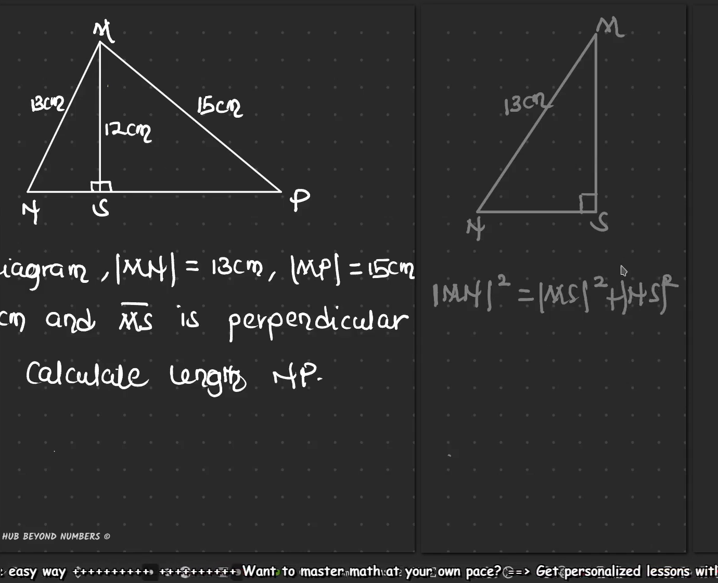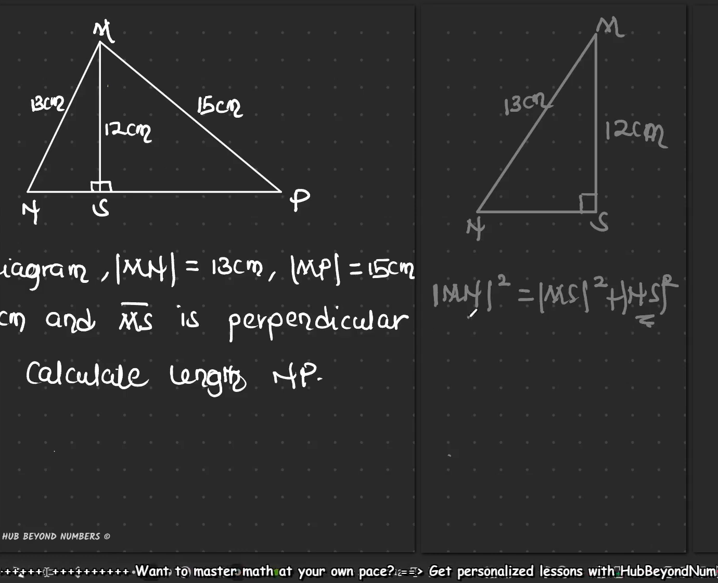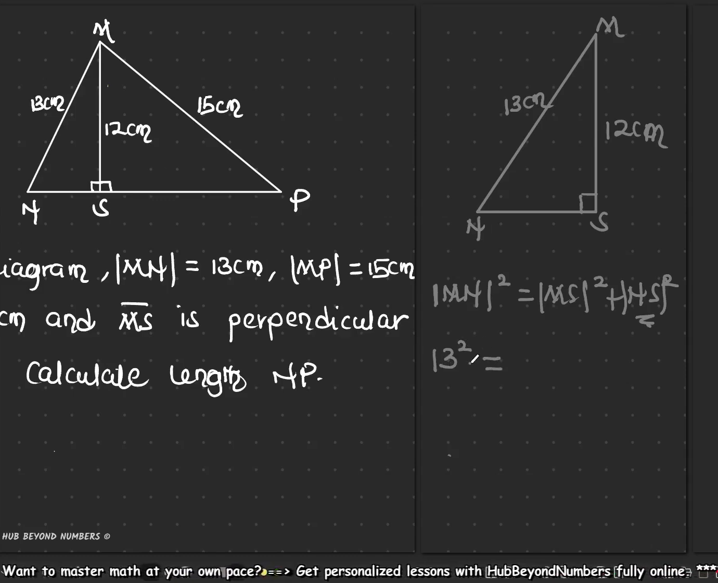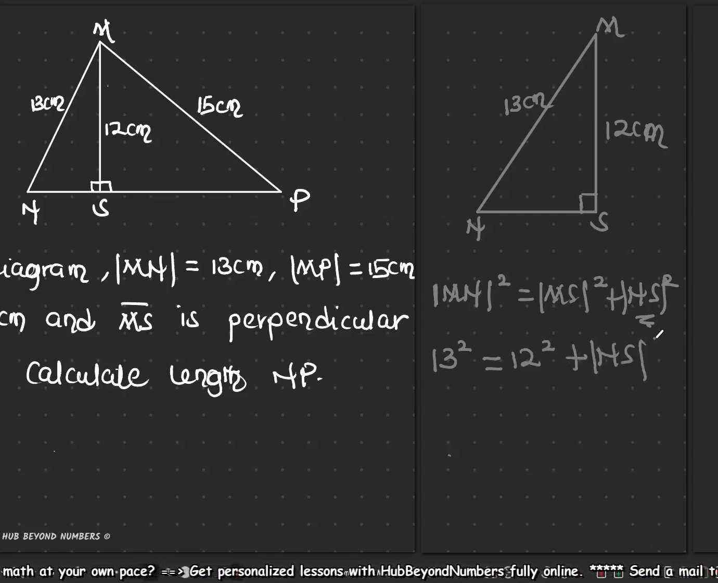I think there's a side I didn't write, that is 12 centimeters. So this here is 12 centimeters. All right. So this is actually what we want. So let's do our substitution. We know MN to be what? 12? No, it's 13. That is MN. So 13 squared is equal to MS. MS is 12. So 12 squared, then plus the length of NS, which we do not know.